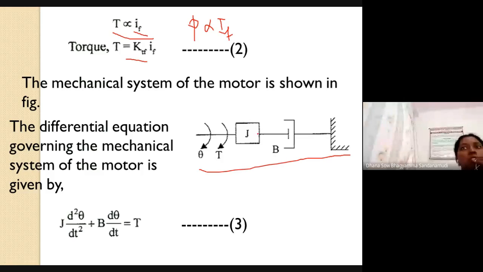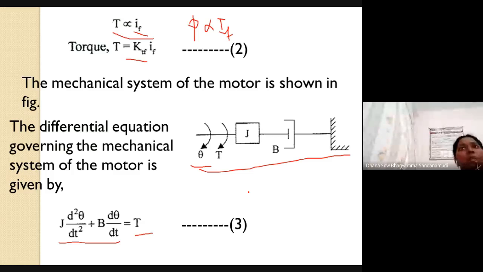This is our moment of inertia. This is the coefficient of friction. So you can represent this mechanical system in terms of the opposing torques and the applied torque. Here let us assume the applied torque is T. The angular displacement of the shaft is theta. The opposing torques are due to J and B. So this is our equation.